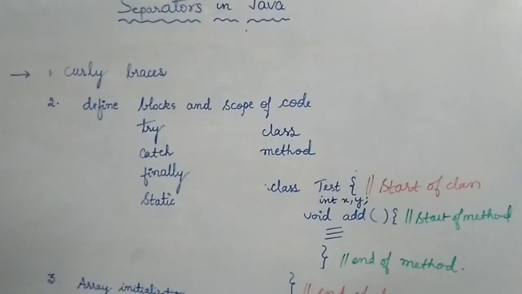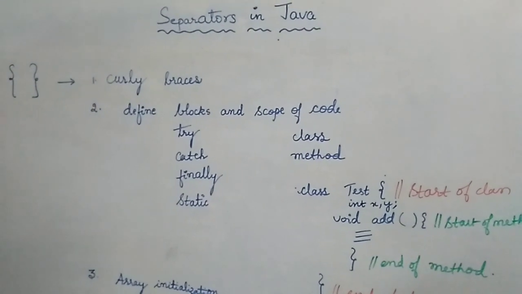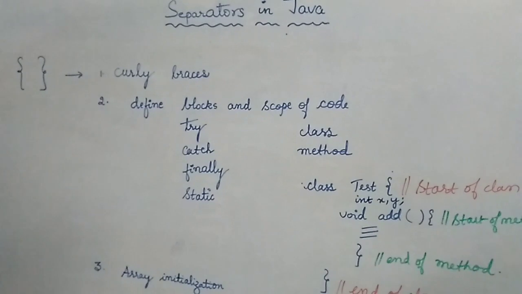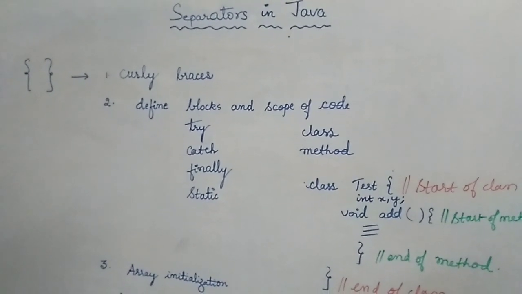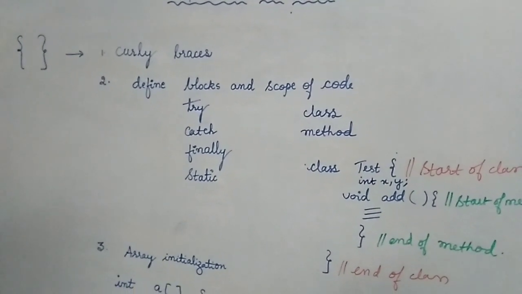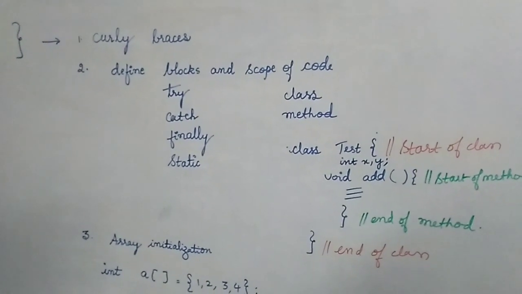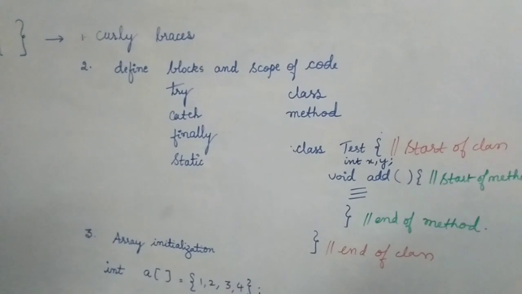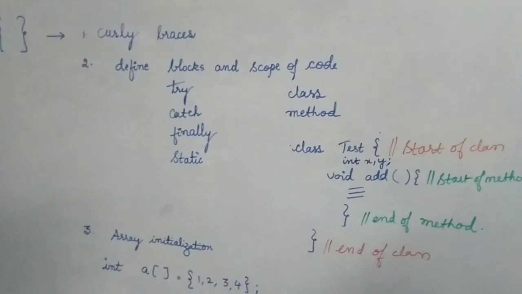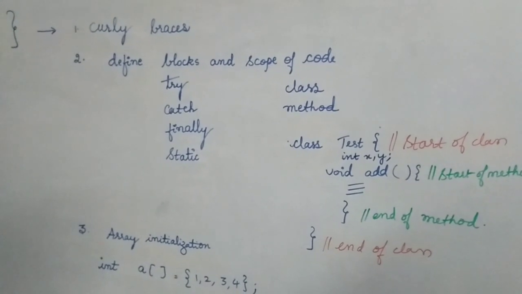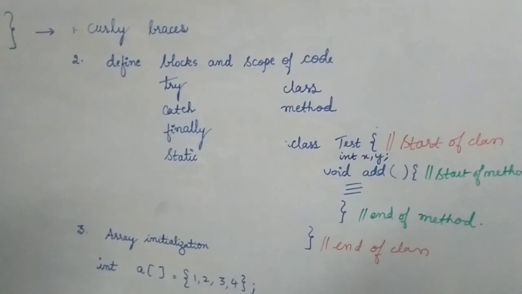These braces are called flower brackets, or curly braces, or simply braces. They are used to define blocks and the scope of code. When you define a try and catch block, you need an open bracket and a close bracket. And as I said, remember that they have to be used in pairs.